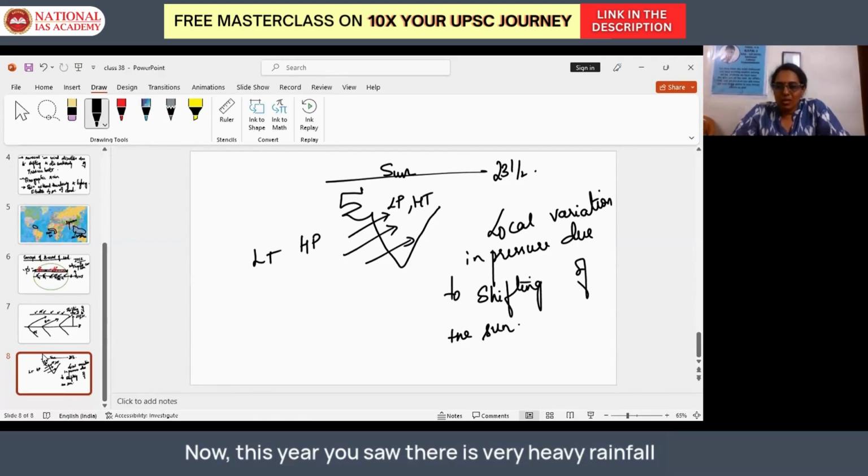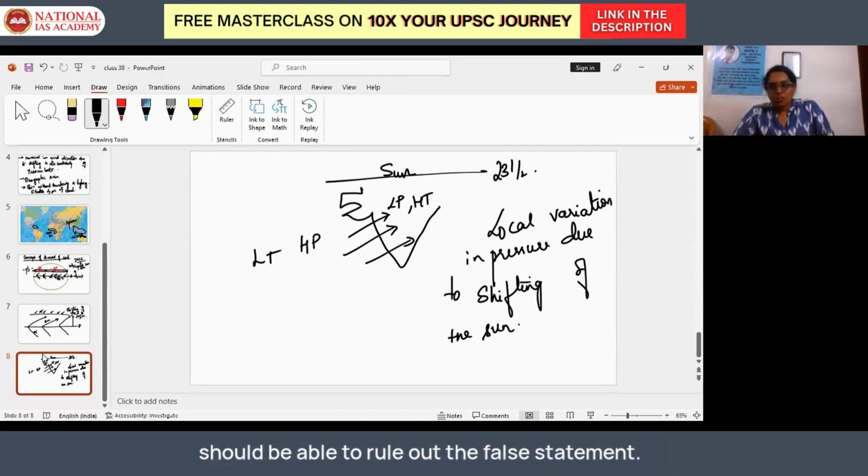This year you saw very heavy rainfall over Himachal Pradesh and Uttarakhand. The previous year there was very heavy rainfall in Maharashtra and North Karnataka. The year before that, in South Karnataka and Kerala. So different regions get affected differently in every monsoon, but there is always one region or another. They will ask you to discuss the factors that affect the monsoon, the factors that cause monsoon. Questions are like this very frequently, so I'm giving it out. You should be able to put it out in points, and even in your prelims, you should be able to rule out the false statement.